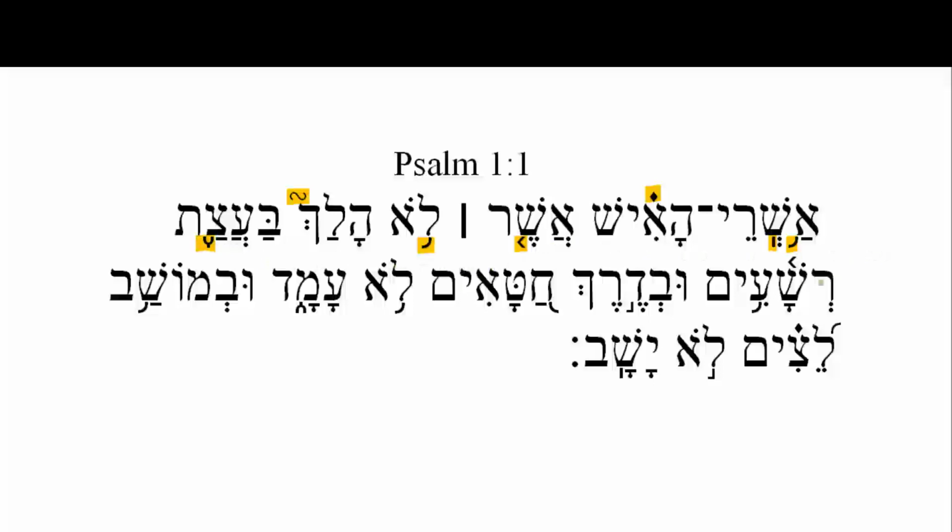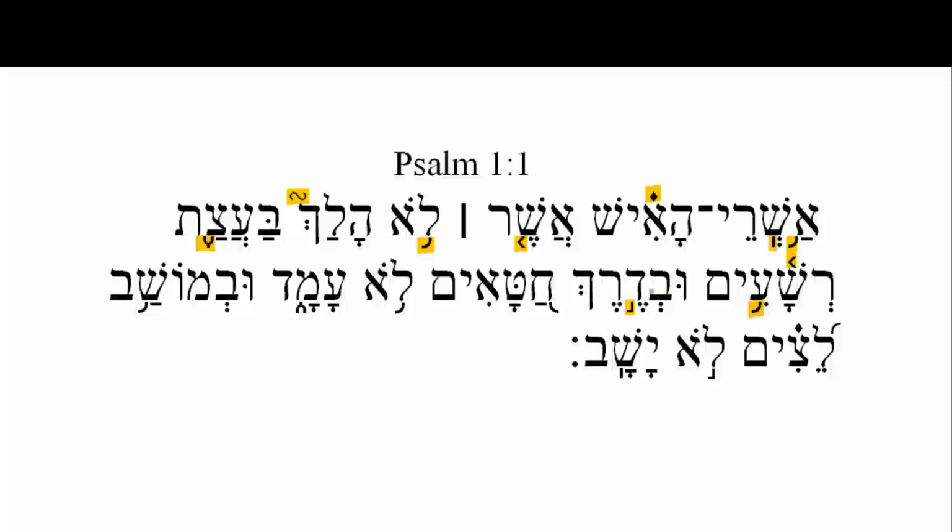Coming down to the bottom of the next line, we have a combined accent. This is combined with the one below it. It's unusual, but it happens in the Psalms, where we have an accent that's made up of two separate marks. And then we have an accent here. This is indicating that this syllable is accented.